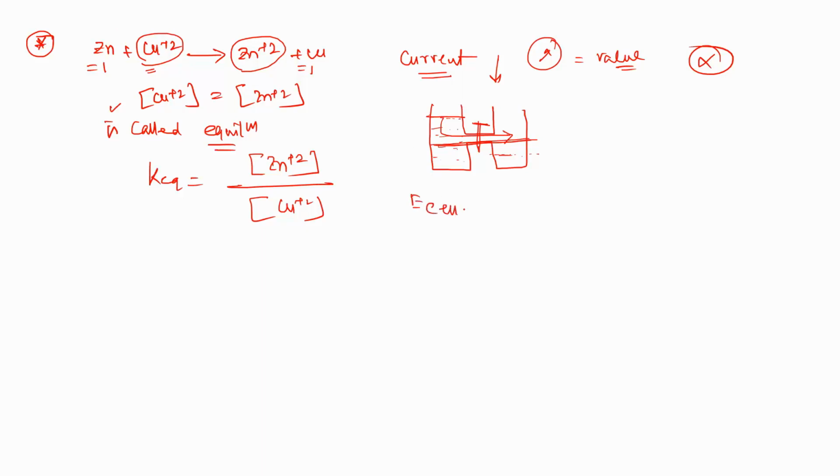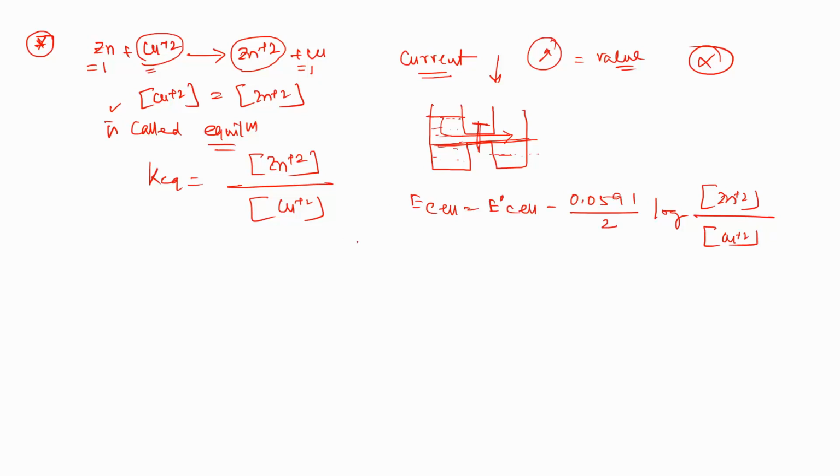So E cell equal to E0 cell minus 0.0591 by 2 log concentration of the zinc plus 2 and concentration of the copper plus 2. So this is the Nernst equation for that electrochemical cell.